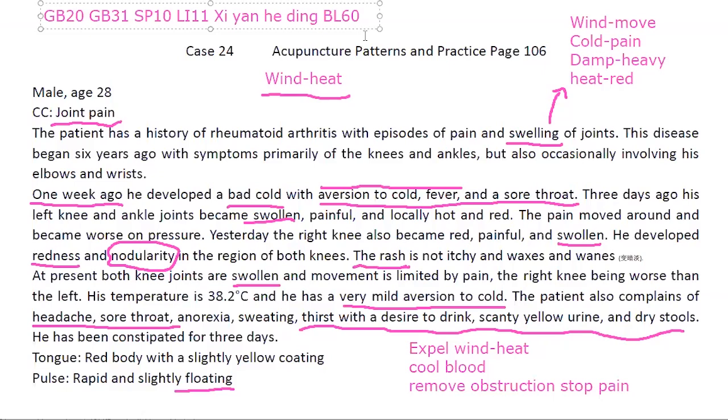So those are the points here on the board. Does everything look okay for this case?